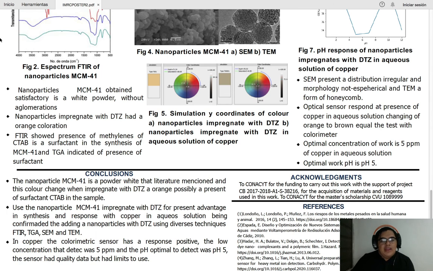In conclusion, the nanoparticle in the semiconductor is a white powder, and the color changes to orange when impregnated with dithizone. The nanoparticle impregnated with dithizone shows advantages in synthesis and response with copper in aqueous solution. The addition of dithizone to the nanoparticles was confirmed using diverse techniques: FTIR, TGA, and SEM. In copper, the colorimetric sensor has a positive response. The minimum copper concentration is 5 ppm, and the optimal pH to detect was pH 5.